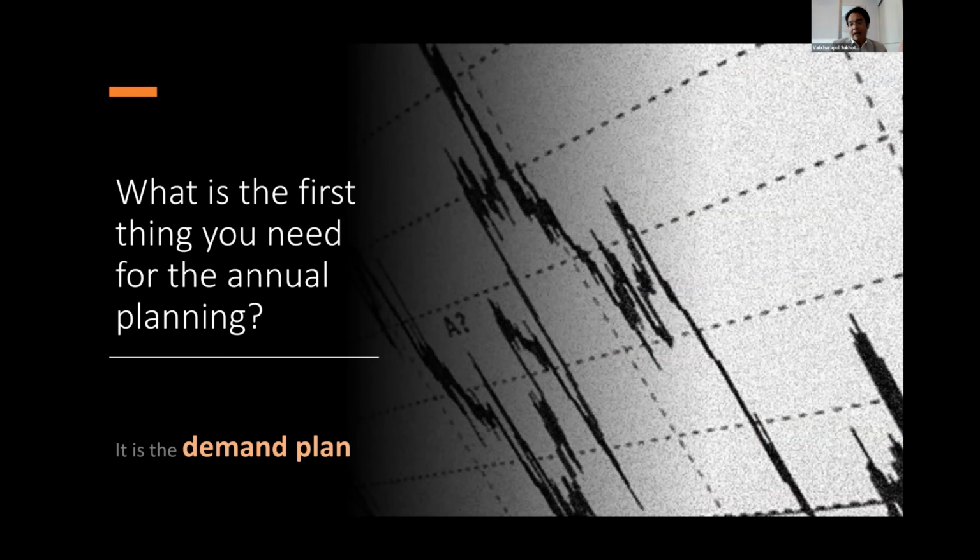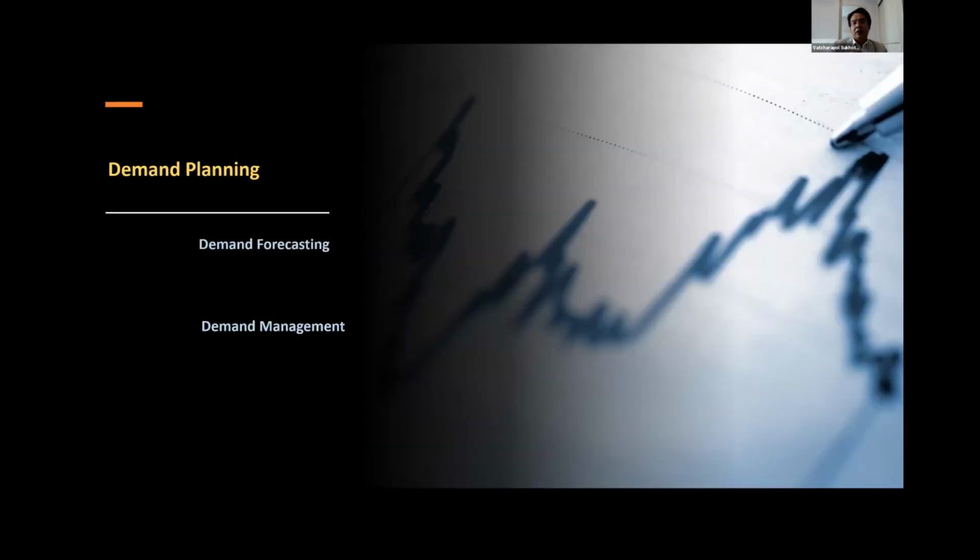It is the demand plan. Okay, so I give you some example of how analytics can be used. So what is demand planning? Whenever you do any planning in business, the thing that you need to start with is what the demand will look like. And so demand planning actually consists of two components. One is demand forecasting, and the other one is demand management.